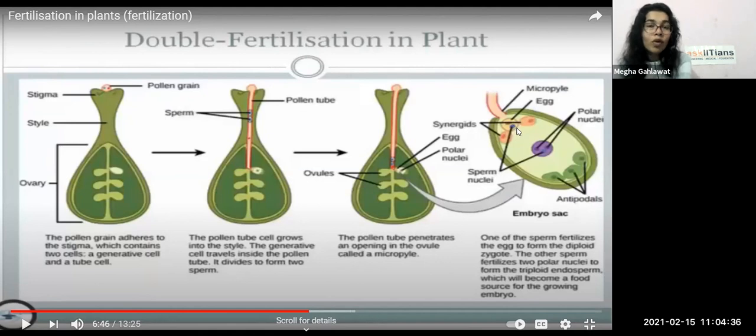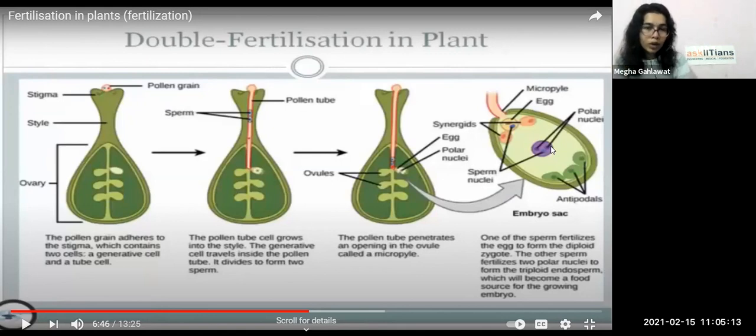The egg cell is very, very important because with this one, the generative nucleus is going to fuse and make the zygote. And then we have the antipodals. Antipodals are present opposite to the micropylar end, and these also degenerate after fertilization. They do not have any particular function. And then we have the polar nuclei. There are two polar nuclei present in the center of the embryo sac, with which the vegetative nucleus is going to fuse and form the food reserve material for the growth of the embryo or the zygote, which is formed when the egg fuses with the generative nucleus.